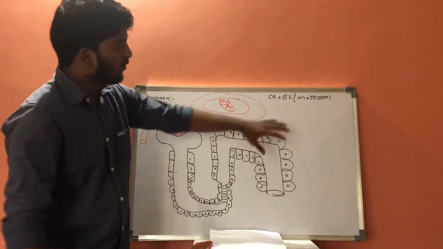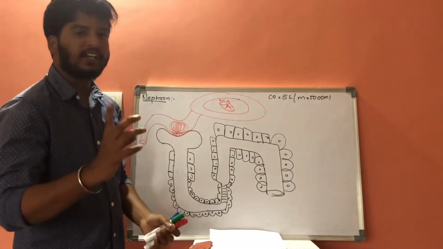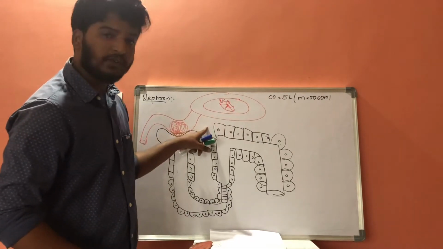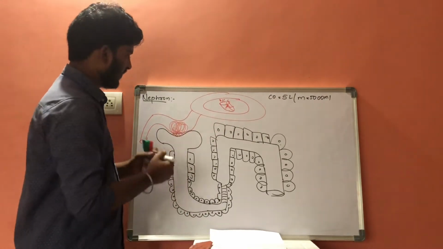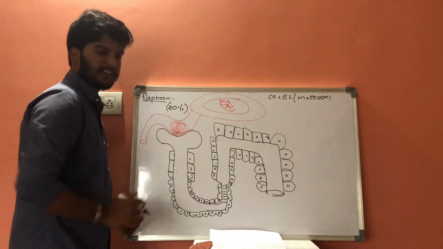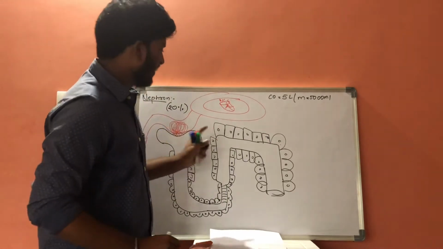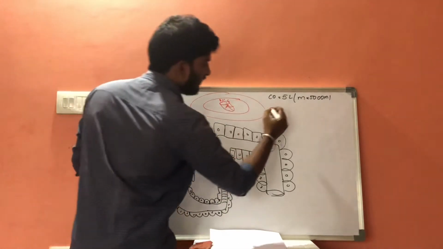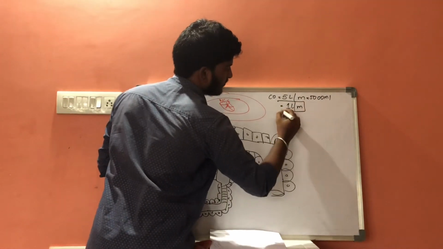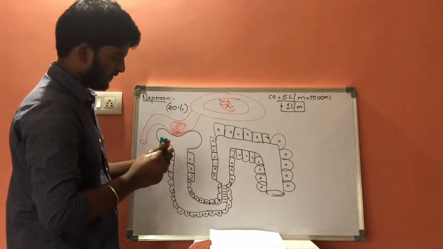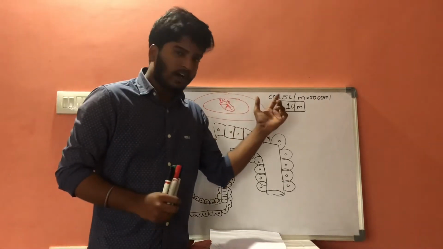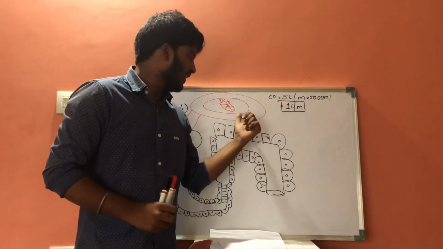Now out of these 5 liters, 20% is going to the nephron. Out of this, only 20% of blood is going to the nephron. This 20% means only 1 liter, 1 liter per minute. Only 1 liter of blood is going to the nephrons, out of what is pumped by the cardiovascular system.